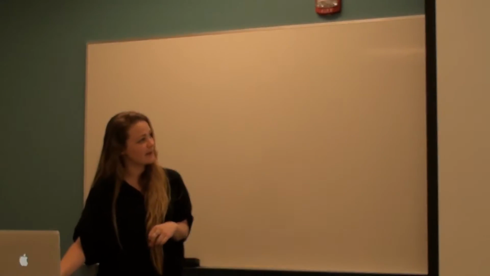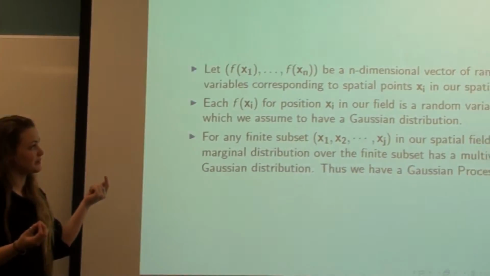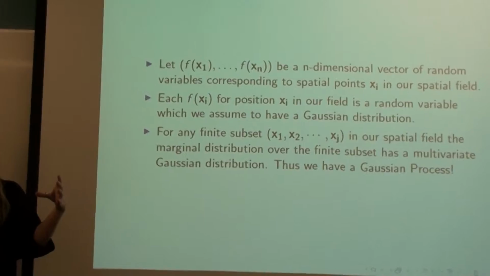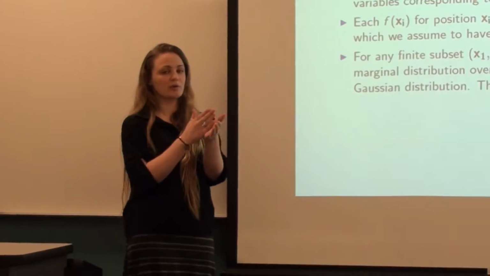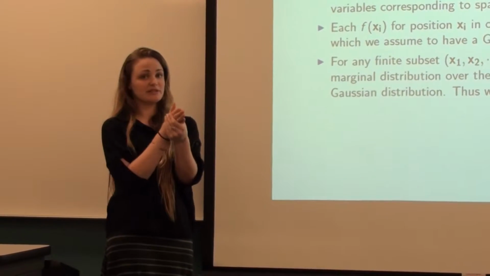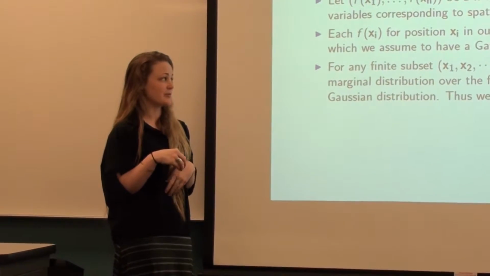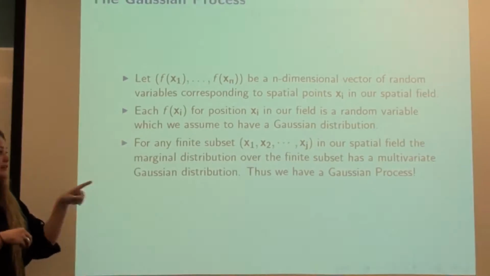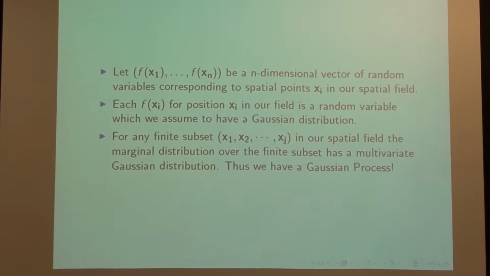Okay, so just relating that back to what I've been saying, if we have an n-dimensional vector of random variables corresponding to our spatial points, that's an n-dimensional vector of random variables corresponding to the different methane values at those spatial points. Each one of those individually has a Gaussian distribution, and every subset of them from our spatial field will have a multivariate Gaussian distribution. Thus, it satisfies our definition of a Gaussian process.